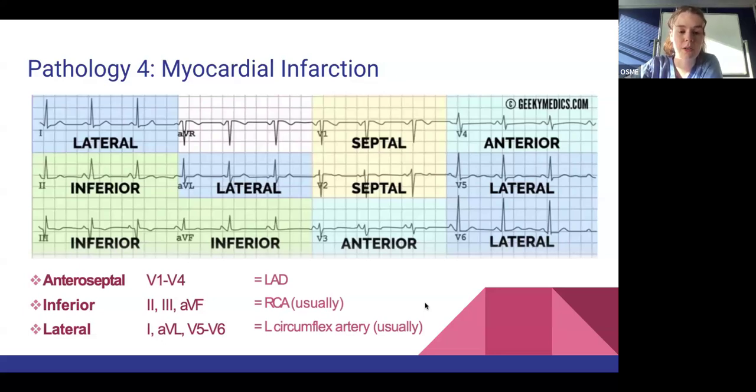Inferior STEMIs are shown in 2, 3 and AVF and caused by the right circumflex artery usually. Hopefully you'll remember that some people have slightly different circumflex artery anatomy and it will be different for those. And then lateral STEMIs are shown in 1, AVL and V5 to V6. And that's usually the left circumflex artery, but again, slightly different in some people.